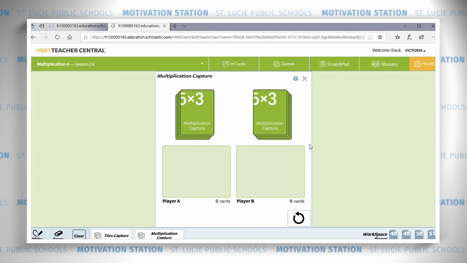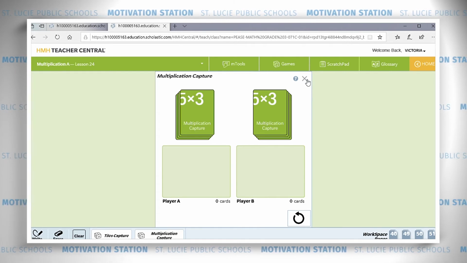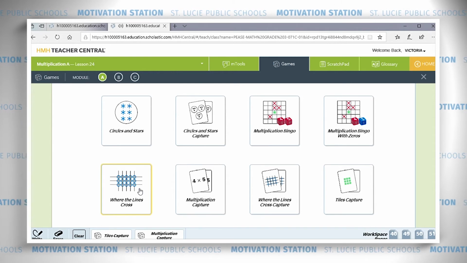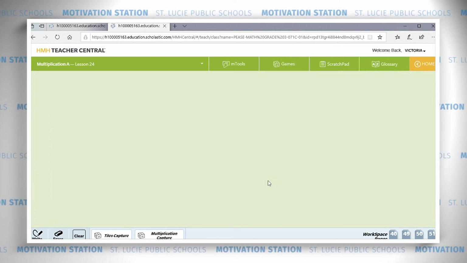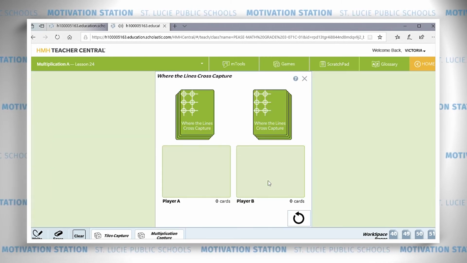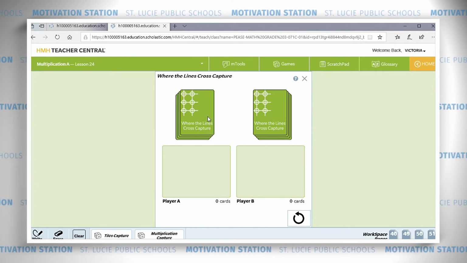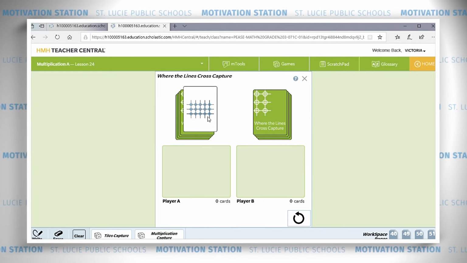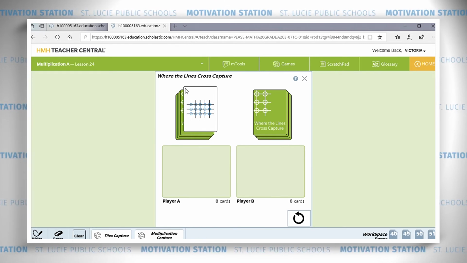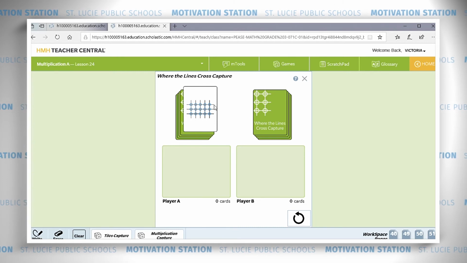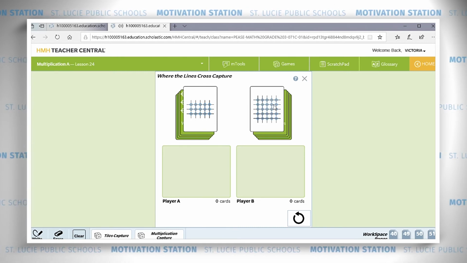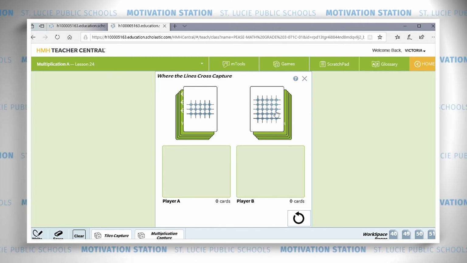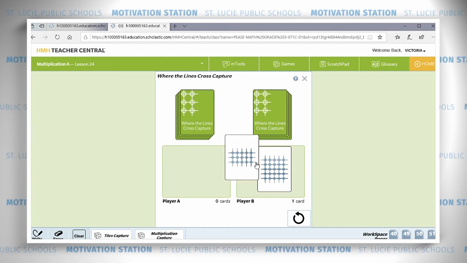All right, the other game I want to talk to you about, let's just go up to games, because it is the where the lines cross capture. Open that up. It's the same type of thing. Game rules are the same, only now we're looking at those arrays and where the circles are the lines. Okay, so this is a 3 by 5 array, that's 15. This is a 5 by 5, that's 25. So player B won those cards.